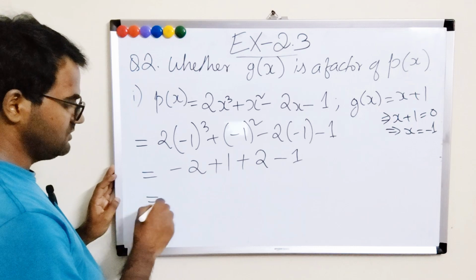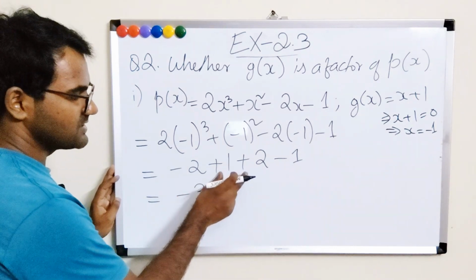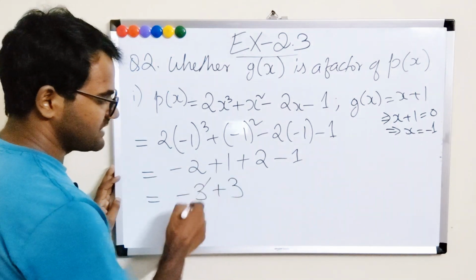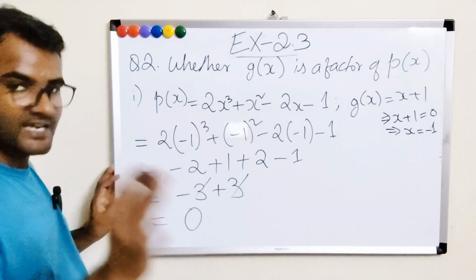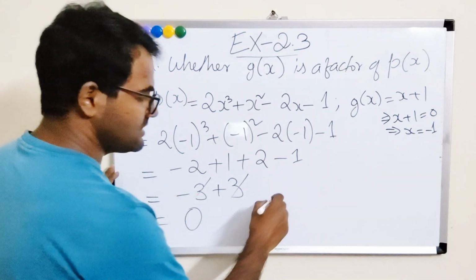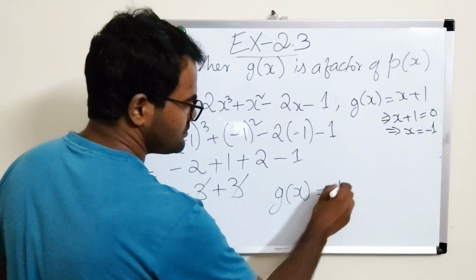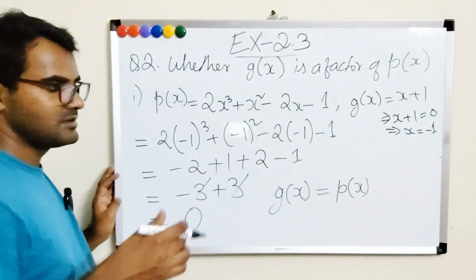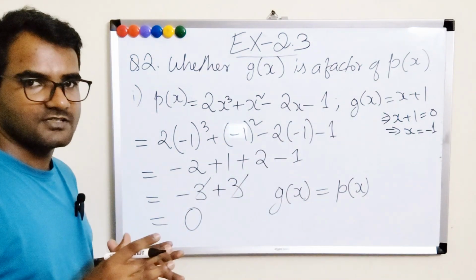So now what do we do? This minus 2 and minus 1 becomes what? Minus 3. Then plus 1 plus 2 becomes what? Again plus 3. So you will cancel this plus minus. What do you get? You get 0. So yes, you can say that g of x is equal to p of x, right? G of x, that is x plus 1, is equal to p of x, right?